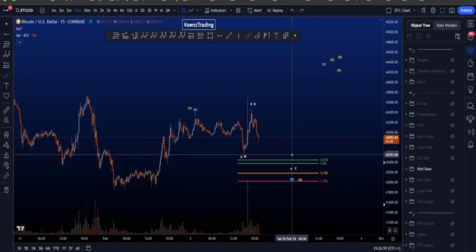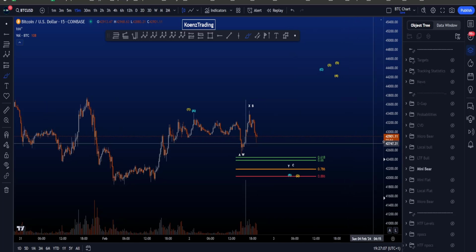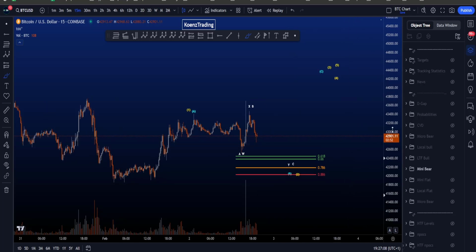Now, if price is going to make any bigger moves, preferably it does so before the New York market closes at 10 p.m. Central European time. So the moment the Saturday hits, pretty much we can expect a bit of a ranging structure.